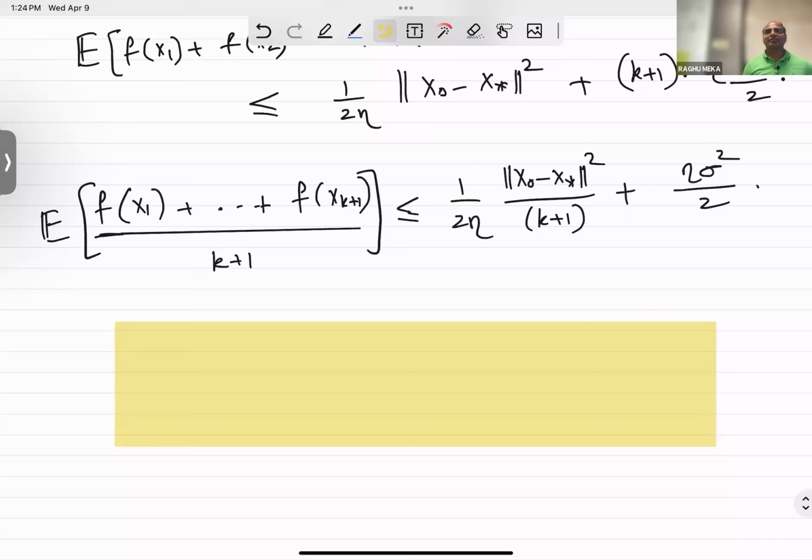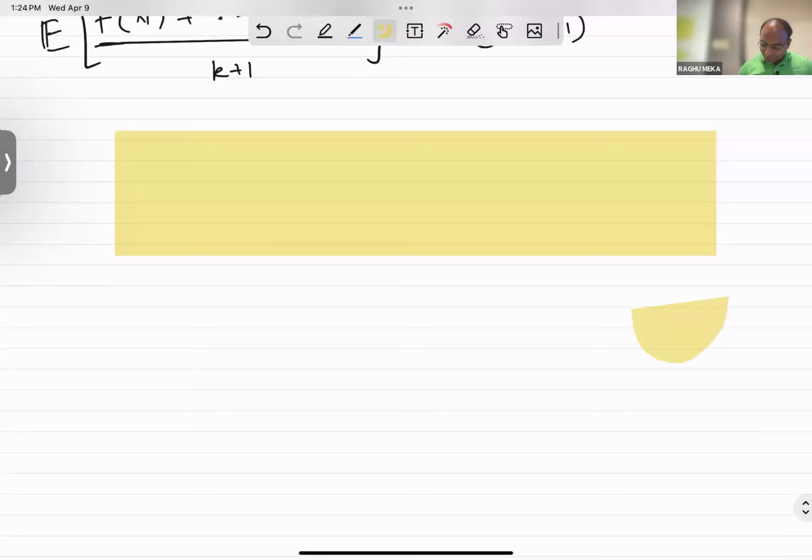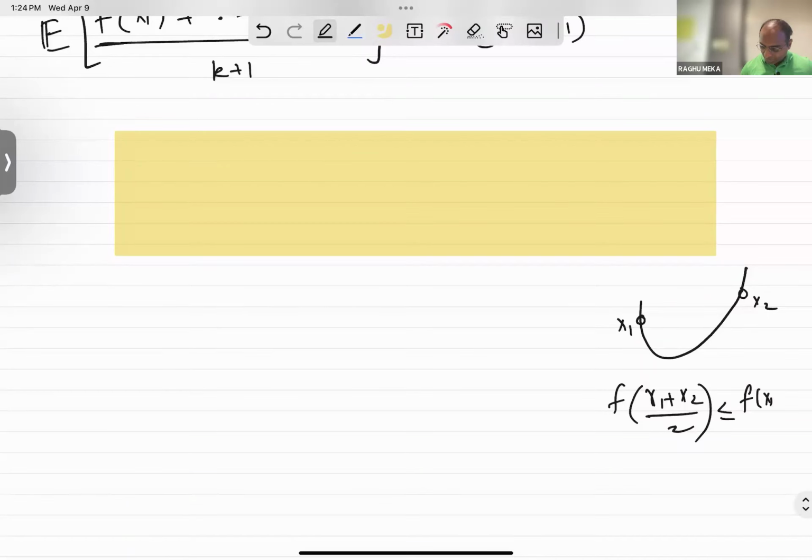Any guesses? Convexity, right? So remember, convexity told us that if I average, the function value on the average of 2 points is at most the average of the function on the 2 points, right? So if a function is convex, then f of (x1 plus x2)/2 is less than or equal to (f of x1 plus f of x2) divided by 2. Okay. In fact, this is true in more generality.